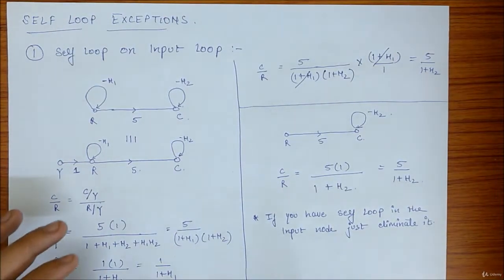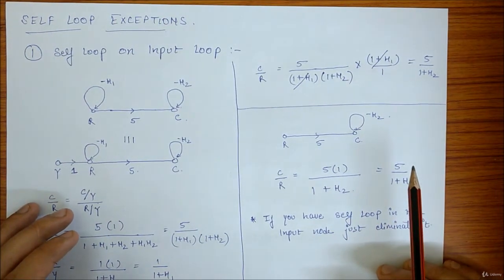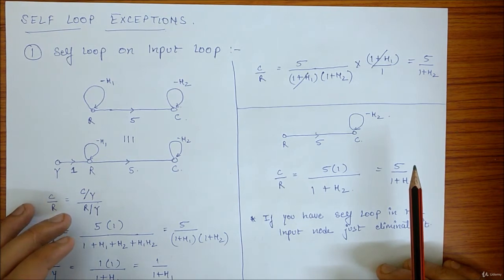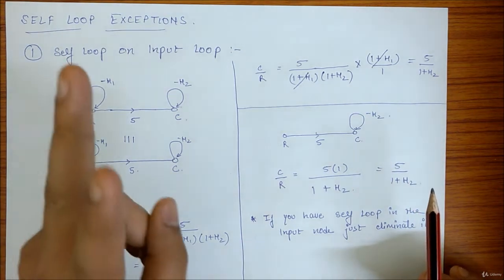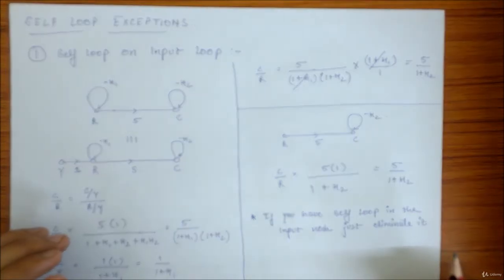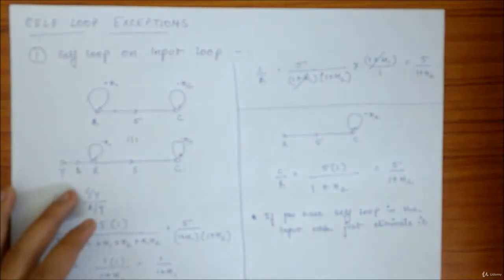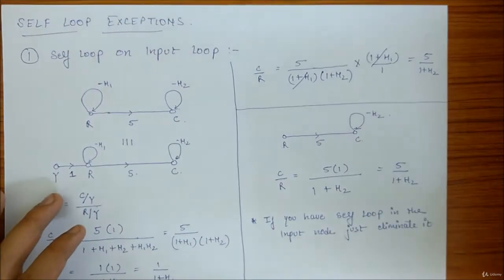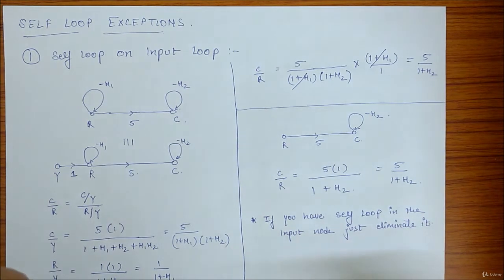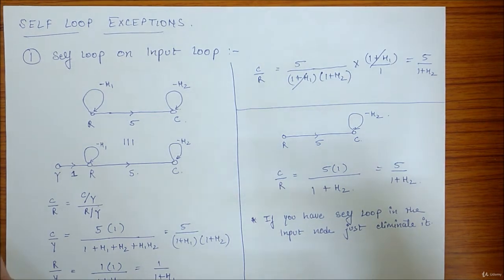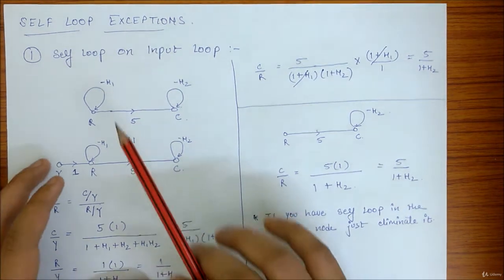So in this slide I'm gonna be telling you about the self loop exceptions. There are two cases you have to be careful about in this self loop concept. First, you have to see whether there is any self loop on the input node or not. See this example here.